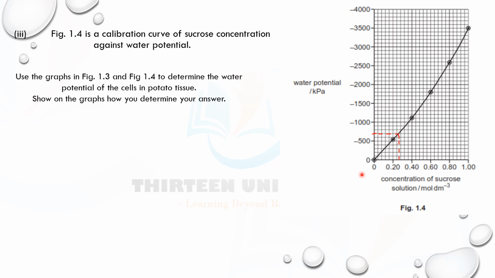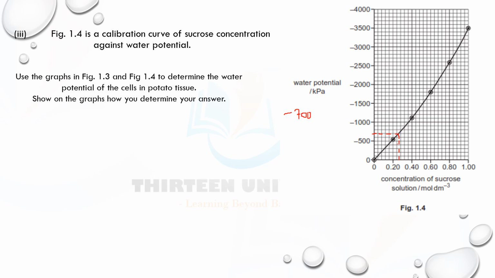It's going to be minus 500. Each box will be 500 divided by 500. So that's 600, 700. So minus 700. Okay. So that is this answer: minus 700 kilopascal. That is the water potential of the potato. That is the water potential where there's no change in length.